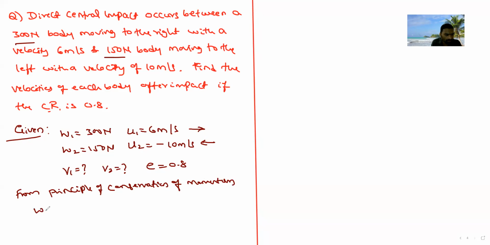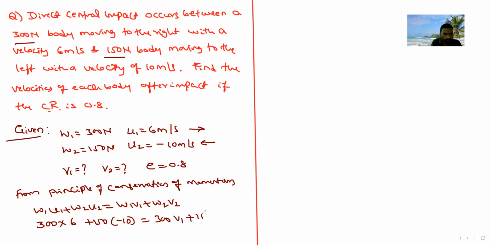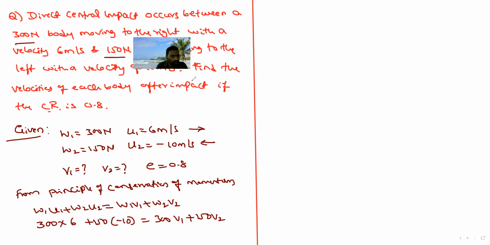W1 U1 plus W2 U2 is equal to W1 V1 plus W2 V2. Substitute the values: W1 is 300, into U1, 6, plus W2, 150, into U2, minus 10, is equal to 300 into V1 plus 150 into V2. Solve this one. So simplify; I will divide this entire equation by 150.